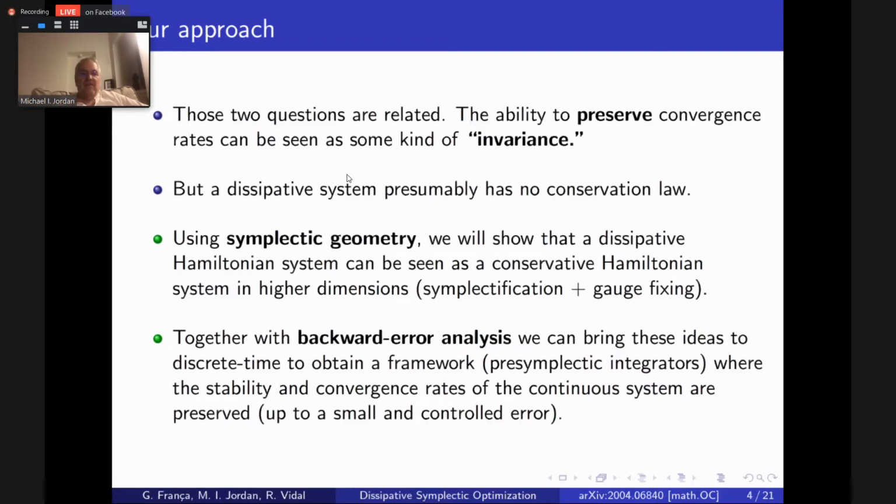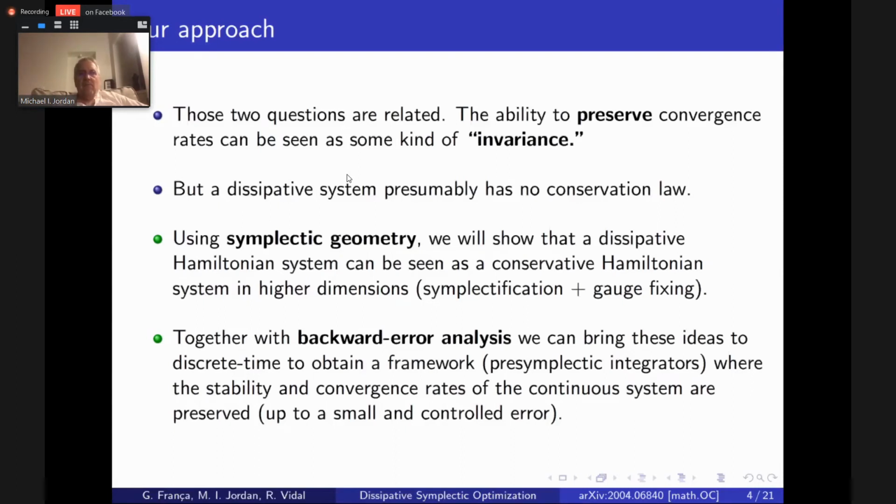Okay. So we're going to be able to still use symplectic geometry ideas, and we're going to do that by embedding our problem in a bigger problem. That embedding is going to be called symplectification, and we use symplectic ideas up in the bigger space. And then we're going to do something called a gauge fixing, which brings us back down to the original space in a way that provably conserves the quantities or conserves the rates we want to conserve.